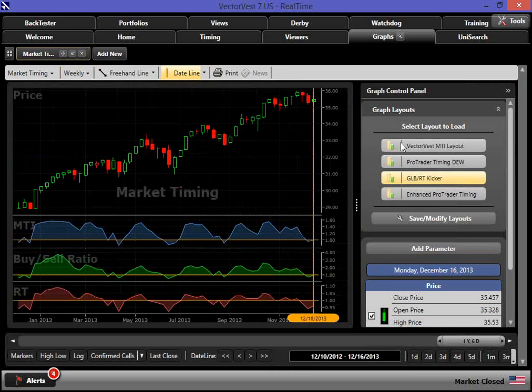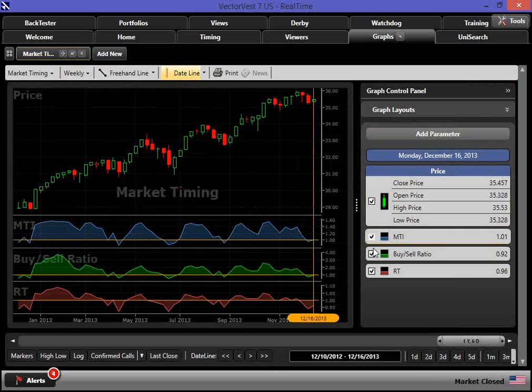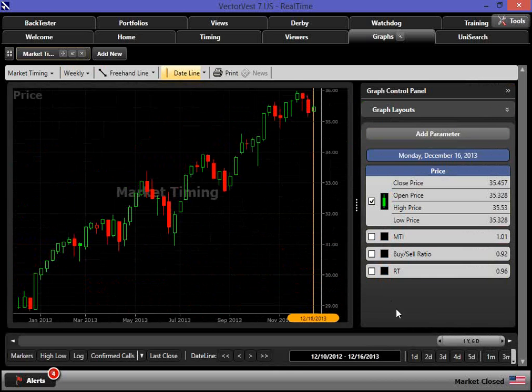And let's take off the MTI, buy-sell ratio, and RT. We're going to talk just about price action for a moment. When the VectorVest service first began, we were a weekly service. In fact, we used to be published in a little blue book called the Stock Advisory.